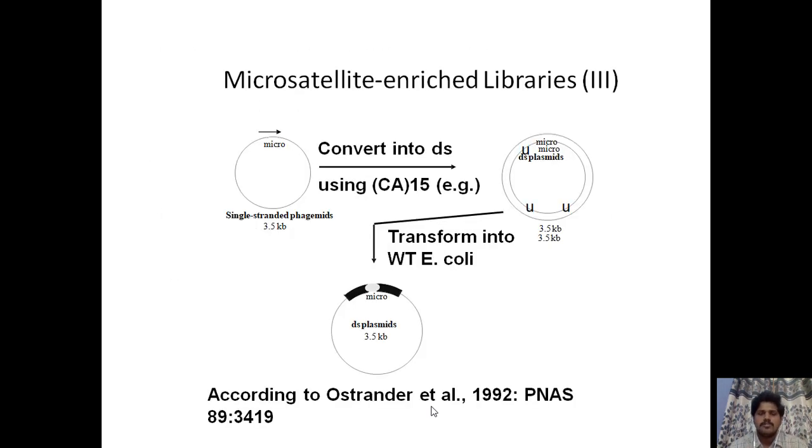Now we got a single-stranded phagemid which is carrying the microsatellite. It is then converted into double-stranded using Klenow fragment, and then the double-stranded microsatellite enriched DNA is transformed into wild-type E. coli.